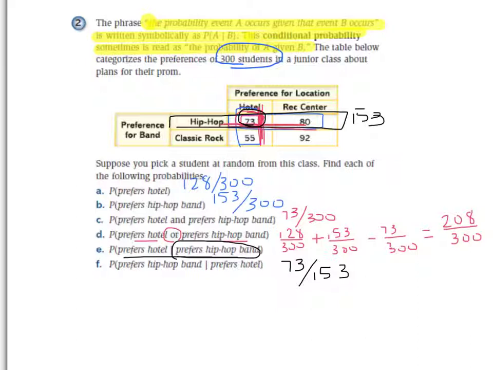Let's try another one. The second one is the probability that a person prefers hip-hop band given they prefer hotels. So again, prefers hotels is our given restriction, so we can only consider the hotel category, nothing else. We know that there are 128 people total in the hotel category, and we want to find the people who prefer hip-hop. So those hip-hoppers would be 73 out of the total 128 people who liked hotels.